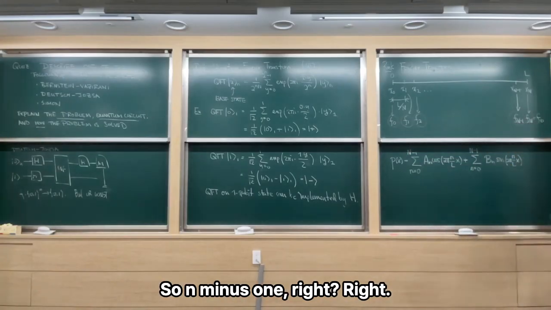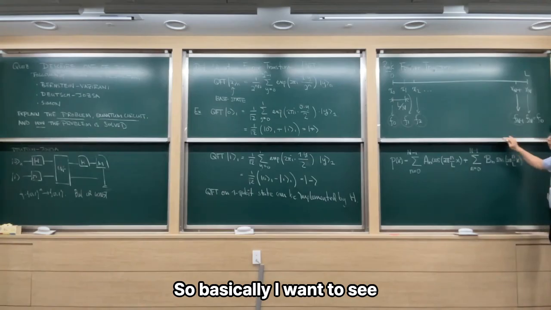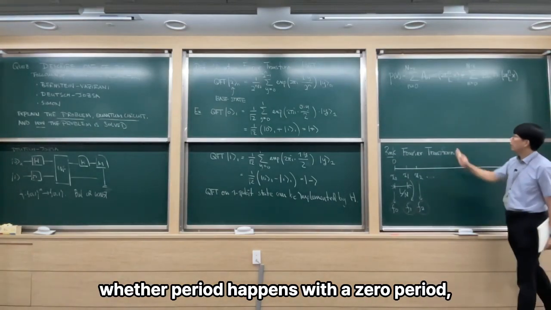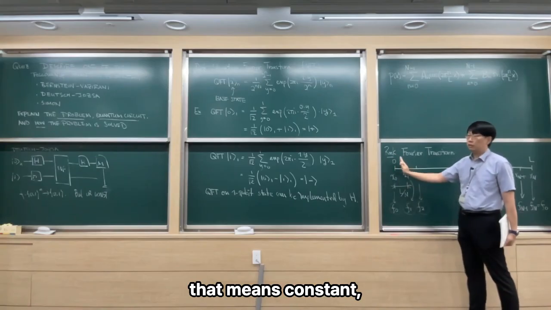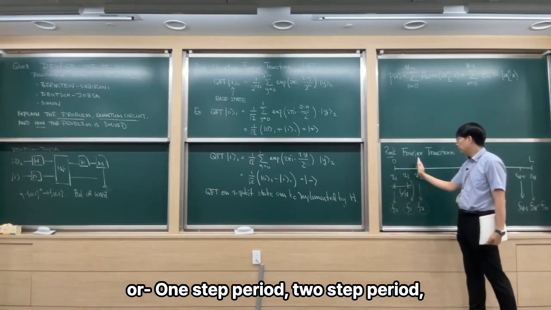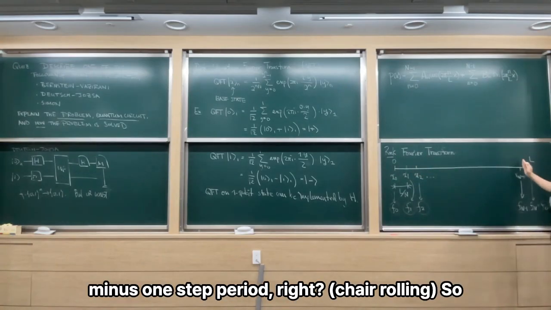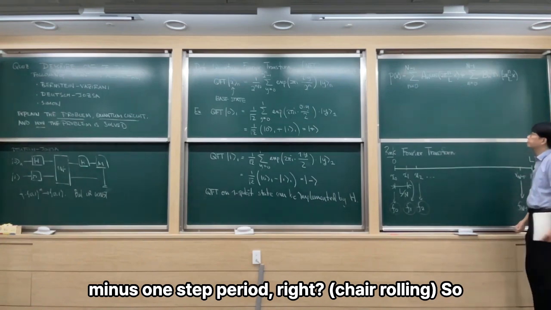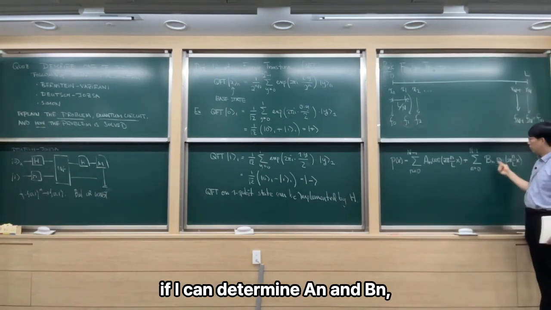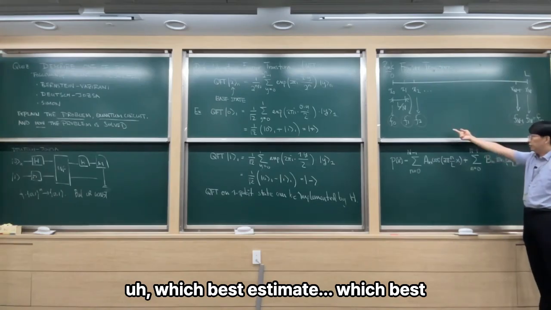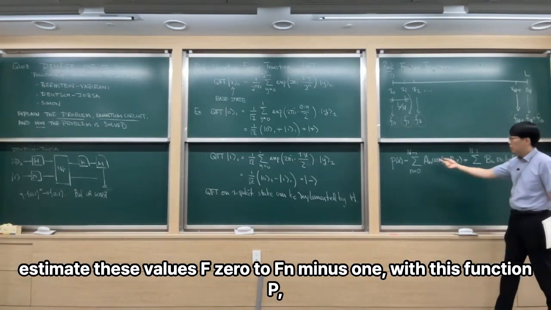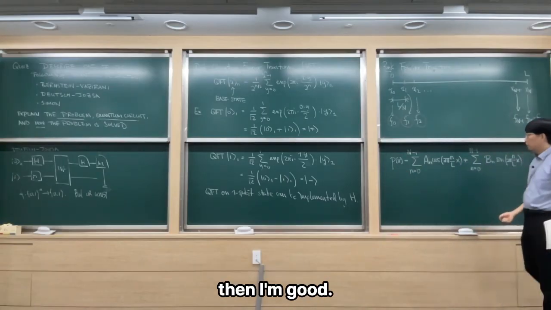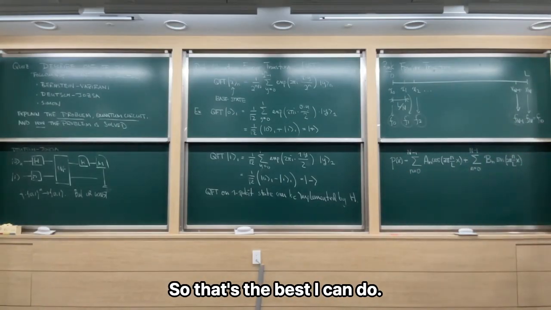Right. So basically, I want to see whether a period happens with a 0 period, that means constant, or 1-step period, 2-step period, and so on, up to n minus 1-step period. So if I can determine an and bn, which best estimate these values f0 to fn minus 1 with this function p, then I'm good. That's the best I can do.